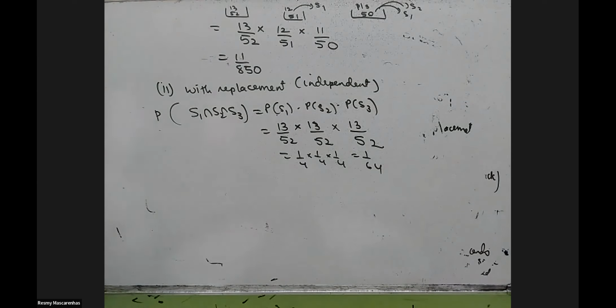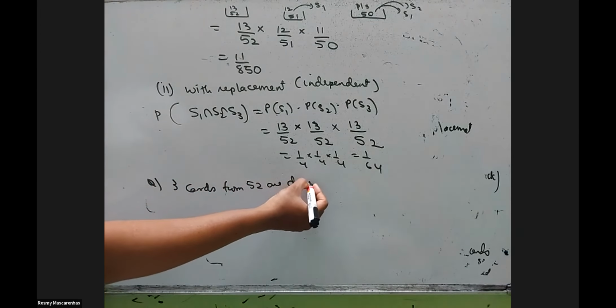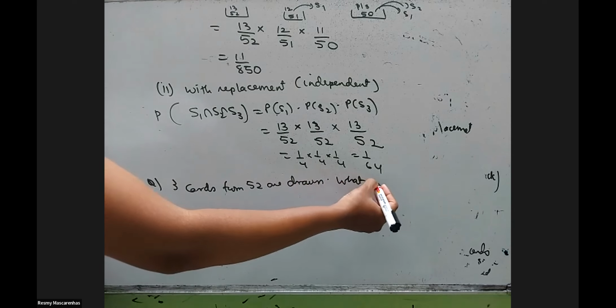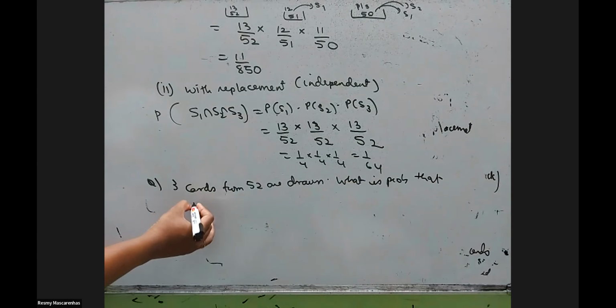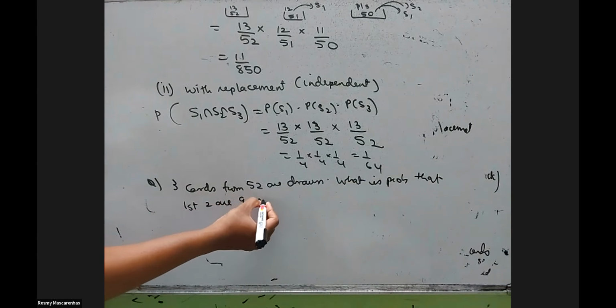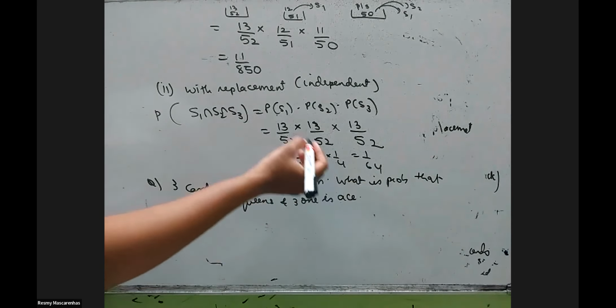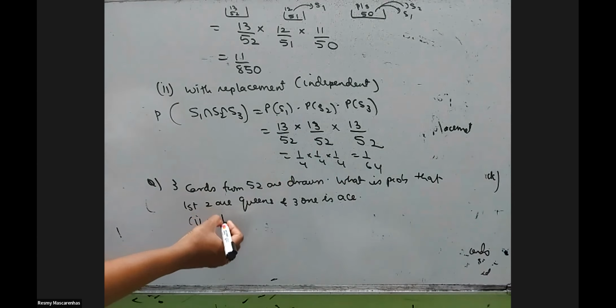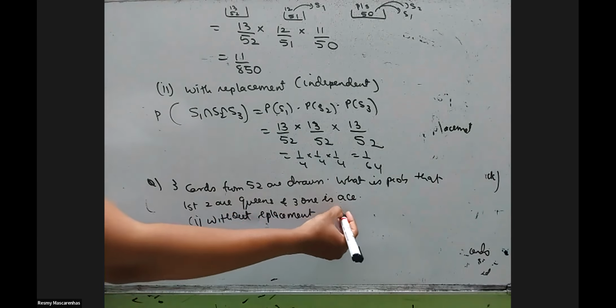Next one. Three cards from 52 are drawn. What is the probability that the first two are queen and the third one is an ace? We'll do it first without replacement, and second with replacement.